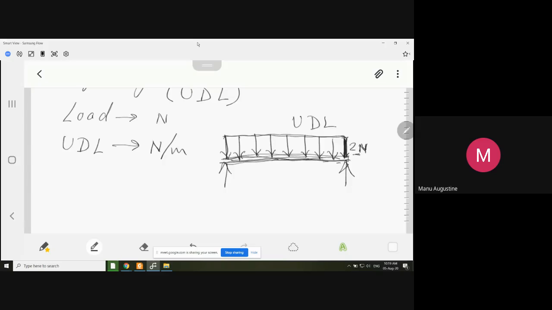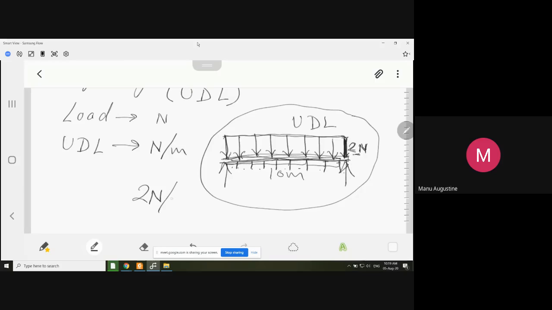So if this beam has a length of, let us say, 10 meters, what this figure essentially wants to say to you is that on every meter of this beam, there is a distribution of 2 Newton load. There are 10 meters here, okay? And if you simply write 2 Newton here, that means the UDL value is 2 Newton for every meter. So can you guess what is the total load that is borne by this beam? If this 2 Newton per meter load is distributed and spread over this beam, how much total load is this beam bearing? Can you tell me the value?